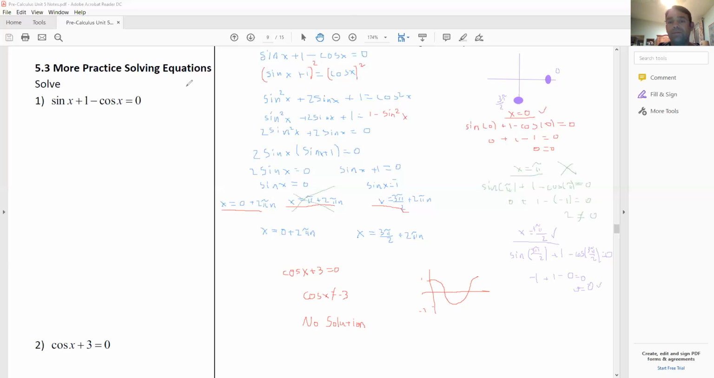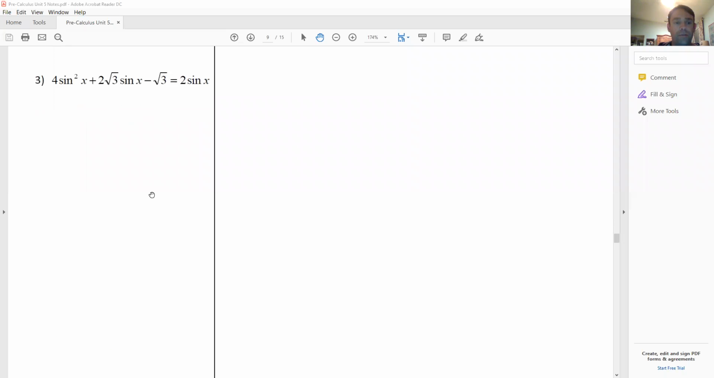All right. Well, let's keep going here a little bit, friends. Right here we go. Notice on this one, I'm going to go ahead and start off. And I'm going to recommend, friends, that you go ahead and move that 2 sine x all over to the same side here. So what do we have? Plus 2 root 3 sine x. I'm going to move the 2 sine x in between since it has a sign. And we'll make that minus root 3.